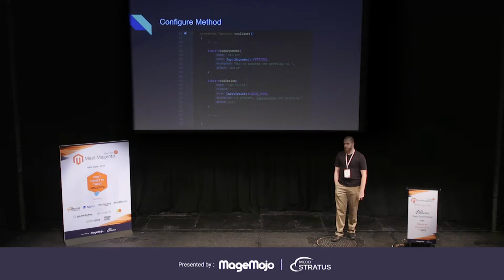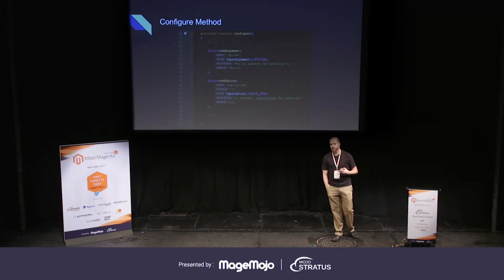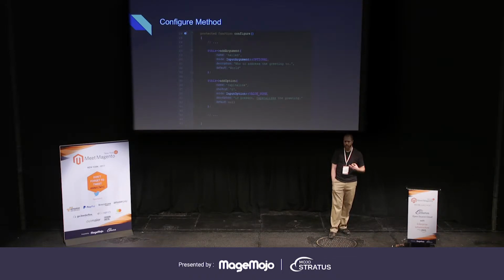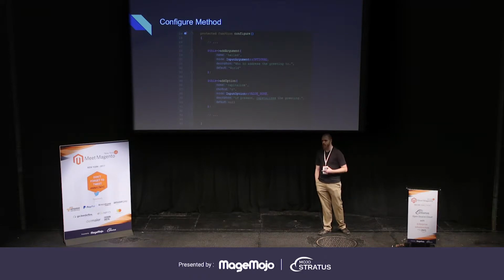Next step in your configuration method, you want to add your arguments and add your options. Now, there's two differences between arguments and options. One being arguments, you're not going to declare what the argument is when you tell it. You're just telling it this is the value that it's going to be entered, where options are the -- or the - options that end up after it.